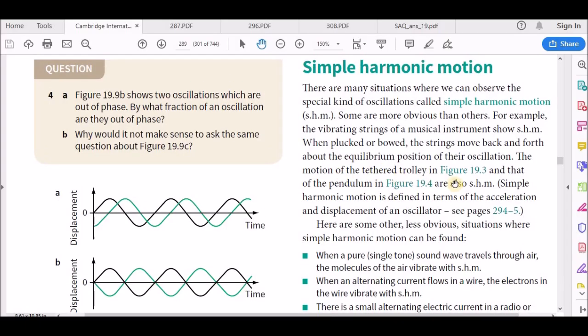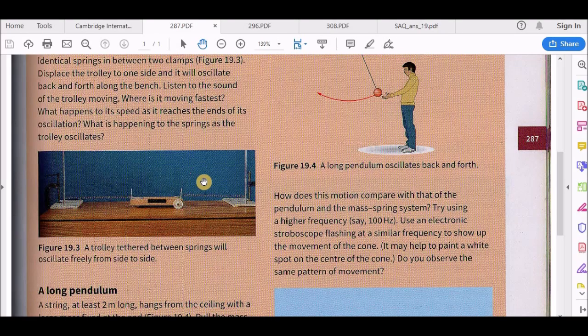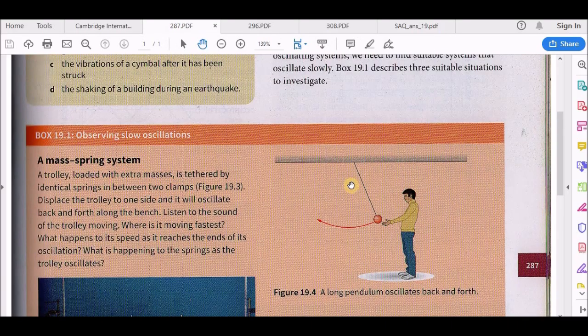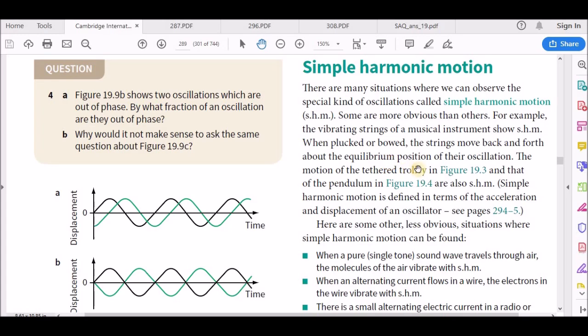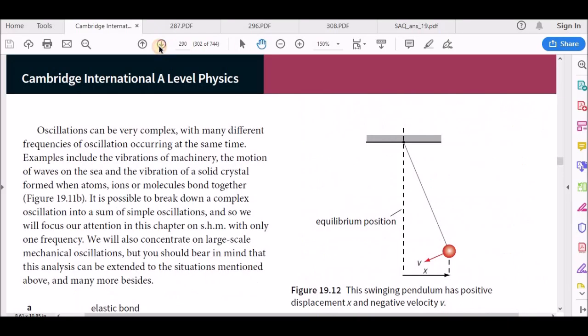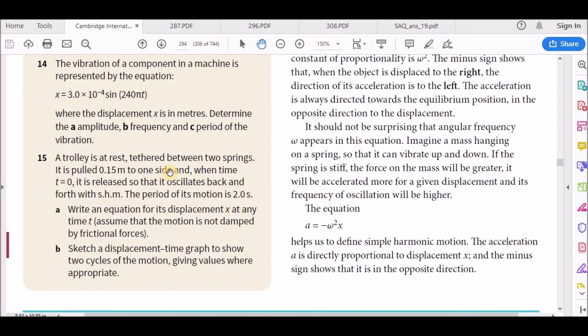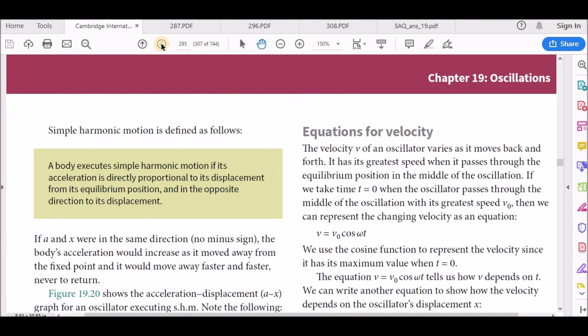The motion of the tethered trolleys in figure 19.3, which is what we saw earlier, this one, and that of the pendulum in figure 19.4, which is this one, are also simple harmonic motion. Simple harmonic motion is defined in terms of the acceleration and displacement of an oscillator. Page 294. Already I showed it to you. So the definition was here. Okay, we went through this already.